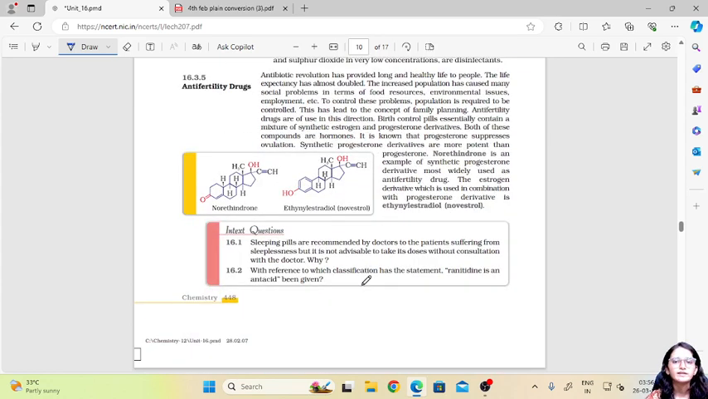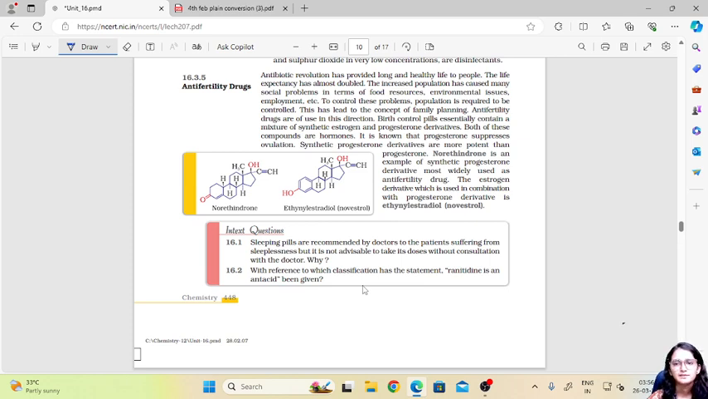Then next we have anti-fertility drugs. The increased population has caused many social problems in terms of food resources, then environmental issues. And to control this, the population is required to be controlled. That has led to the concept of family planning. So that's why anti-fertility drugs play a very important role in controlling the population.